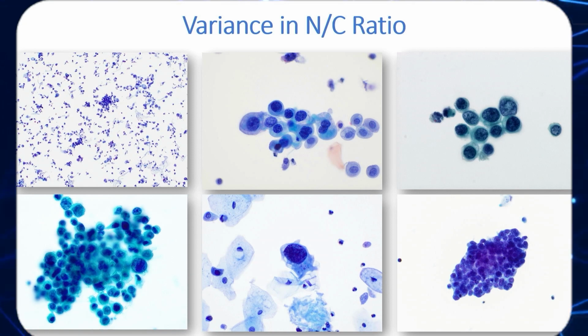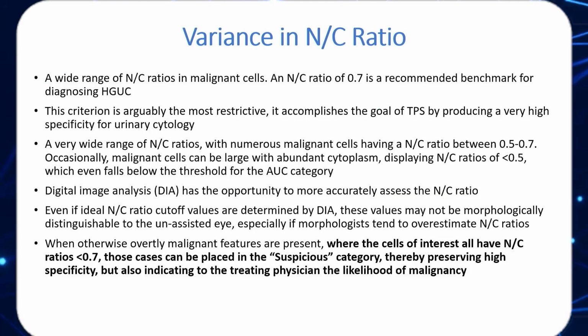So do not fixate on that 0.7. It is to be used as a reference point for your practice for making an outright call, but do recognize that there's going to be a whole range of NC ratios in your given sample. But to keep the specificity of your diagnosis on the higher side, use your benchmark of 0.7 and look for at least 5 to 10 cells if it's a lower or upper tract sample. So those are some of the things I want to mention. Again, variance in NC ratio should always be accounted for.